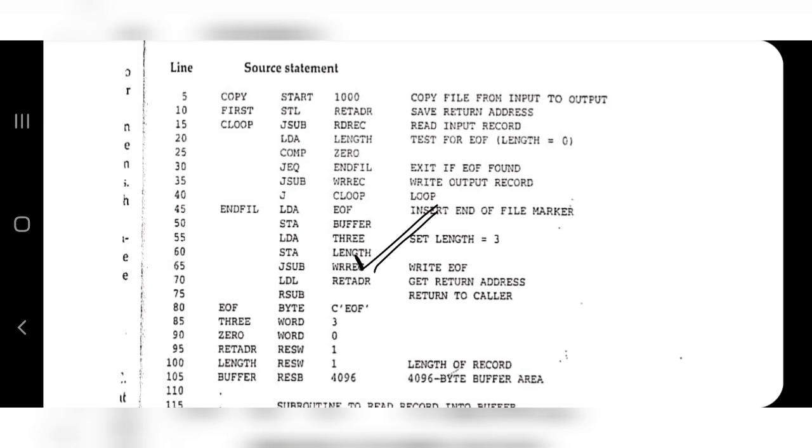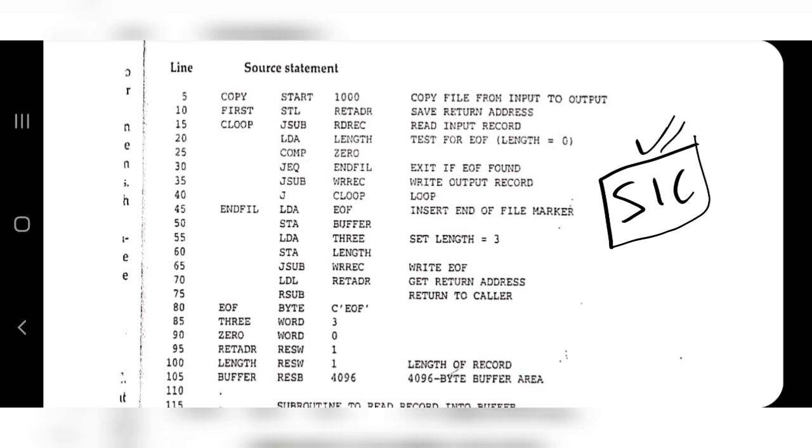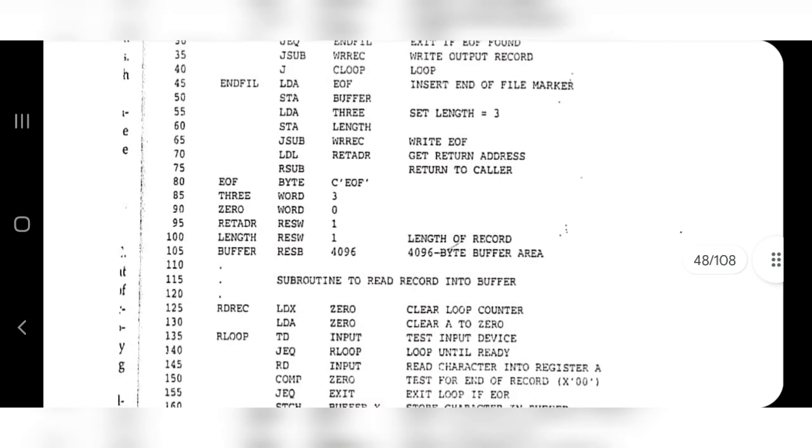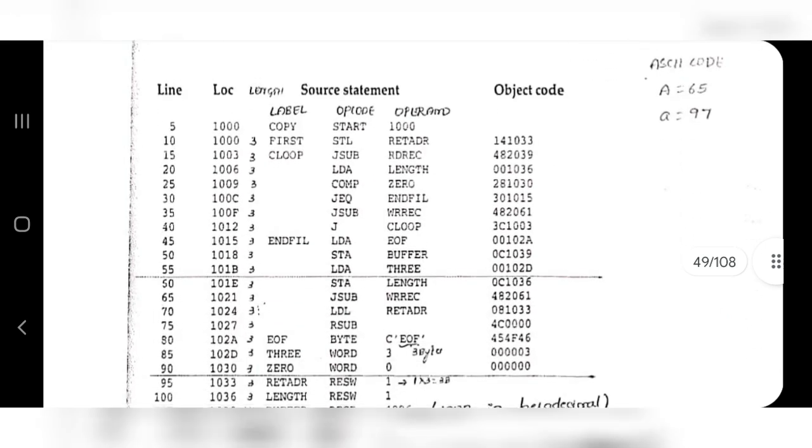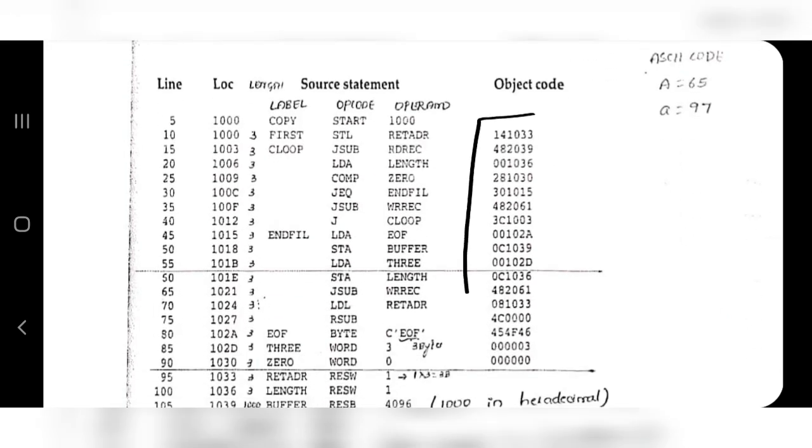So let's get started and solve how to write the object code for the given SIC program. This is just for SIC. For SIC XE it will be slightly different. Firstly we'll be learning how to solve for SIC, then we'll move on to SIC XE. What you're supposed to do is, you'll be given this code, and you have to write the object code. Object code means these numbers you have to write.